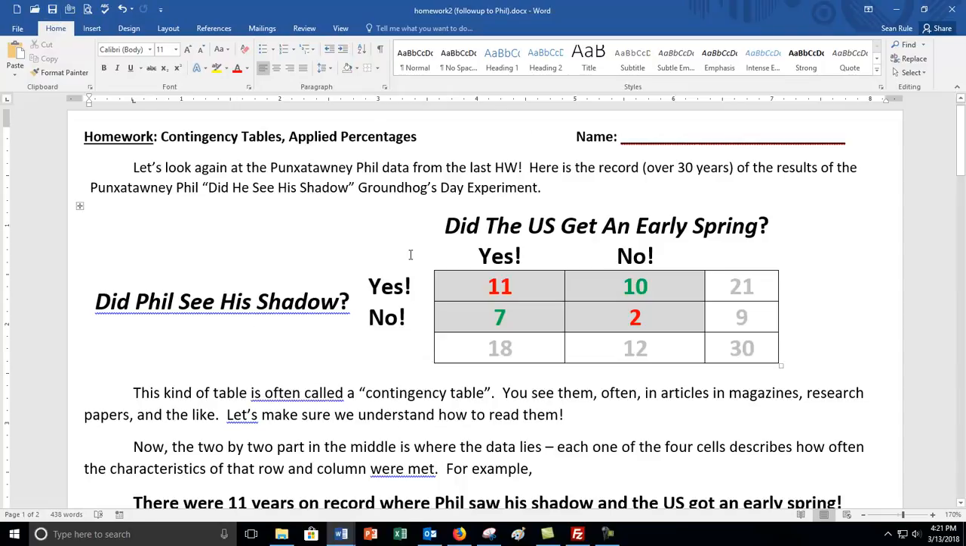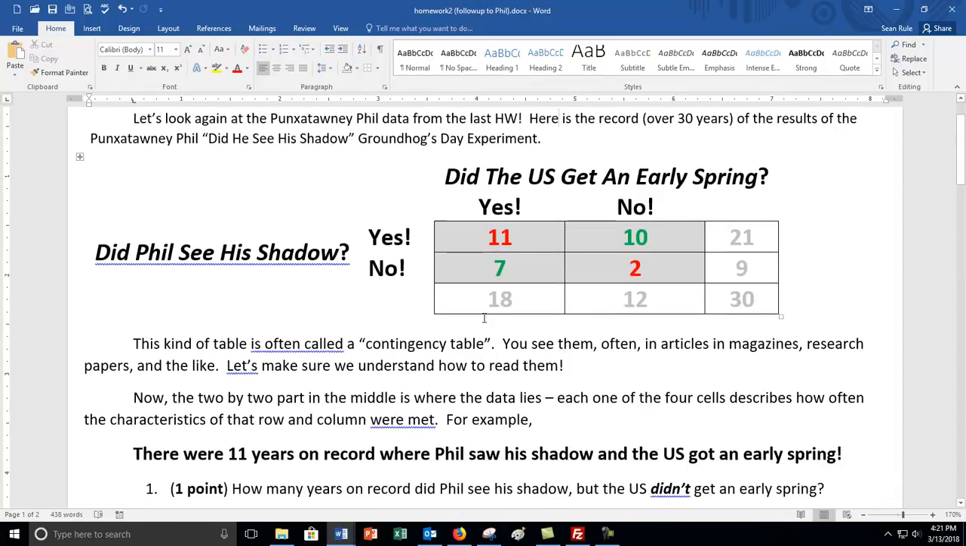Okay, so I think this may have confused folks a little bit. Let's break it down and make sure we know what's going on. Now, the green and the red, ignore that for a second. We'll come back to what green and red are. This is called a contingency table. What it allows us to do is break a data set into two non-overlapping characteristics.